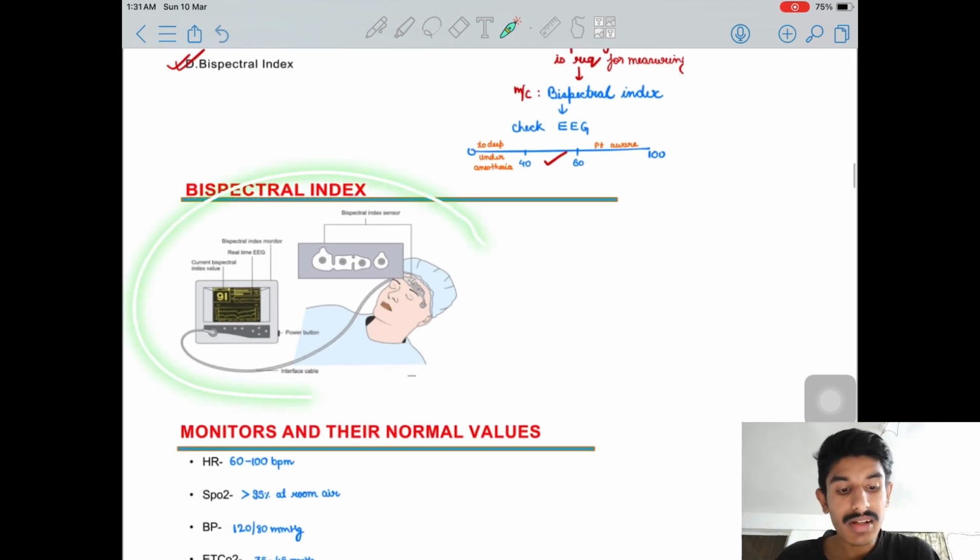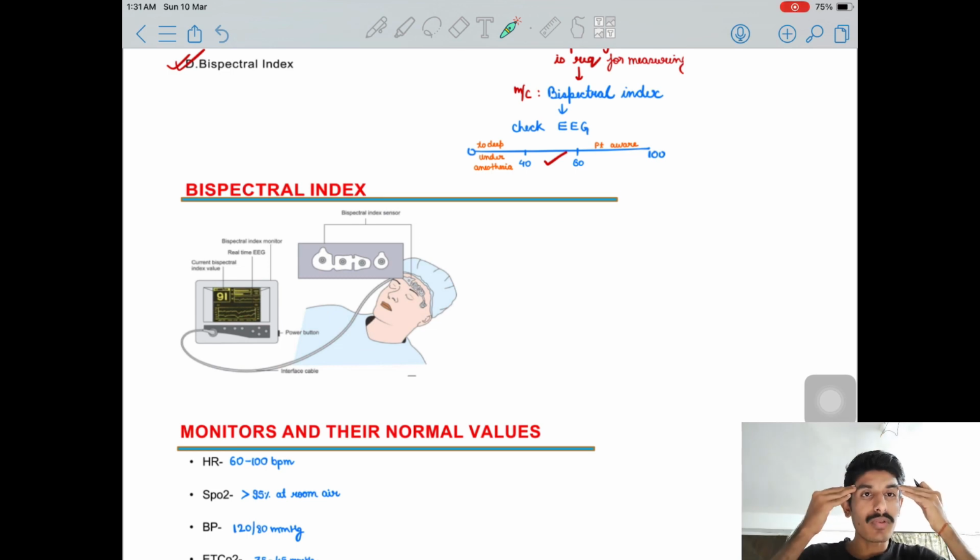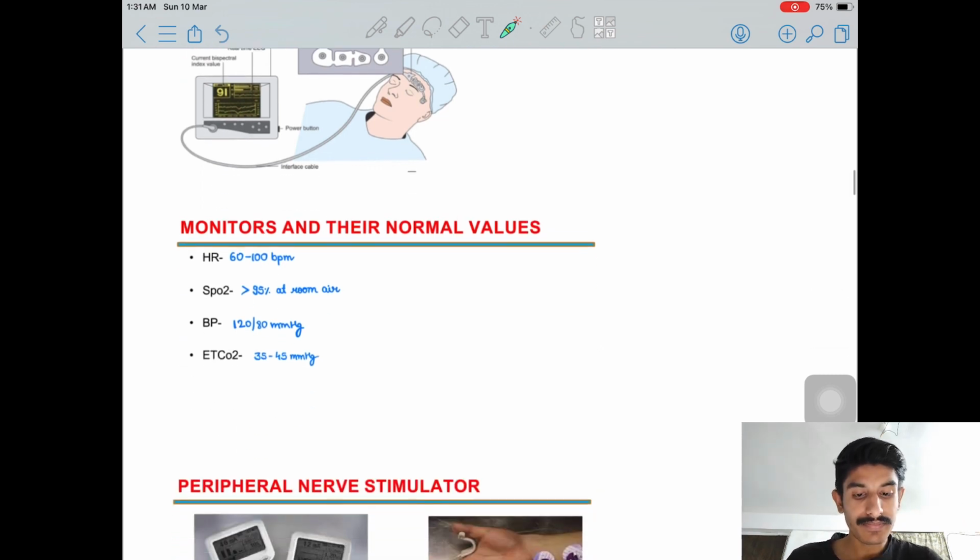So this is the bispectral index monitor. It is a band stuck on the forehead, like there is a band of this, and it is put on your forehead, and it will tell the depth of the anesthesia.